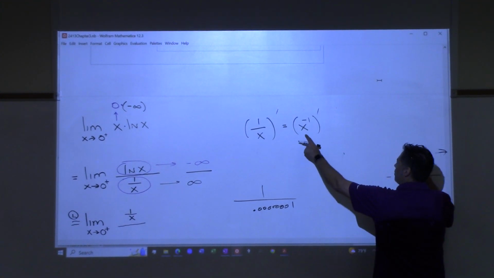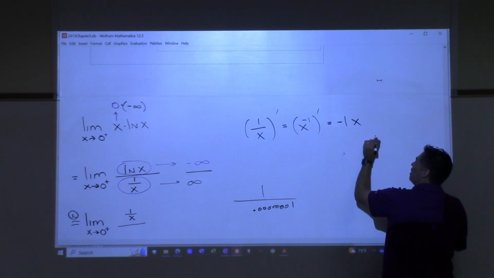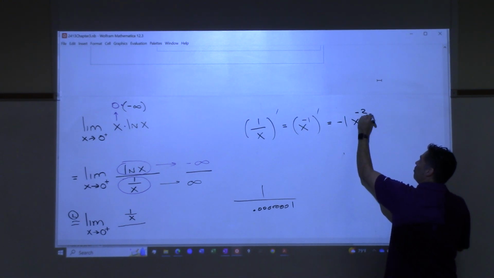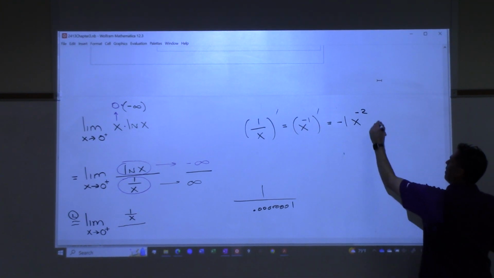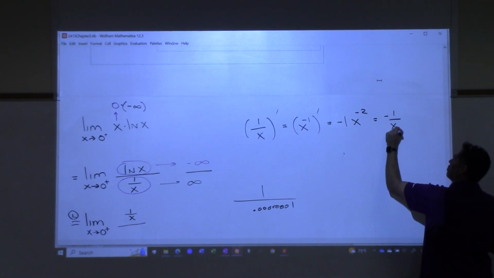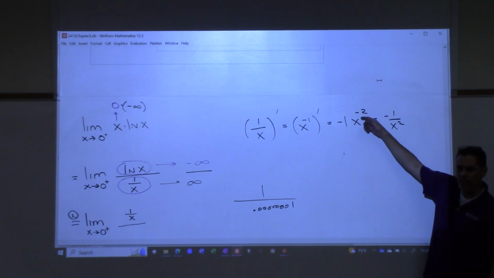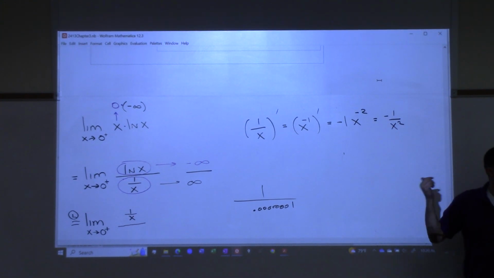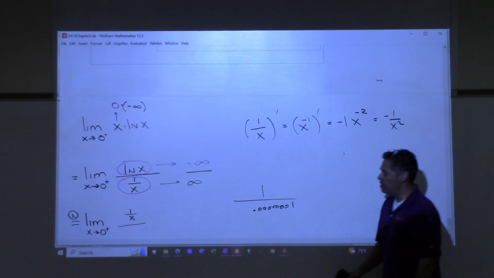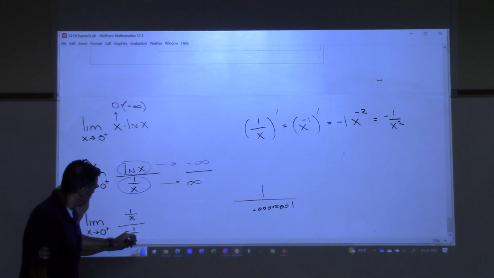What's the derivative of this? Negative 1 x to the negative 2, right? You bring the power out, you subtract 1 from the power. But that's really negative 1 over x squared. All I did there was drop the x to the negative 2 down to the bottom. Y'all agree? So the bottom is negative 1 over x squared.